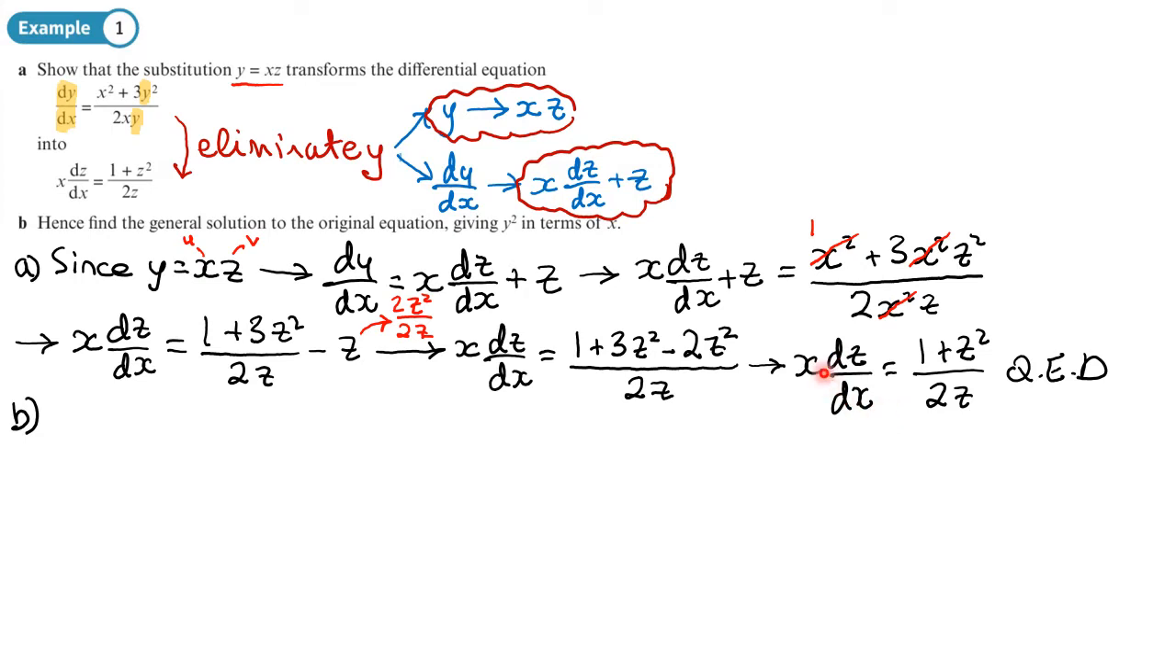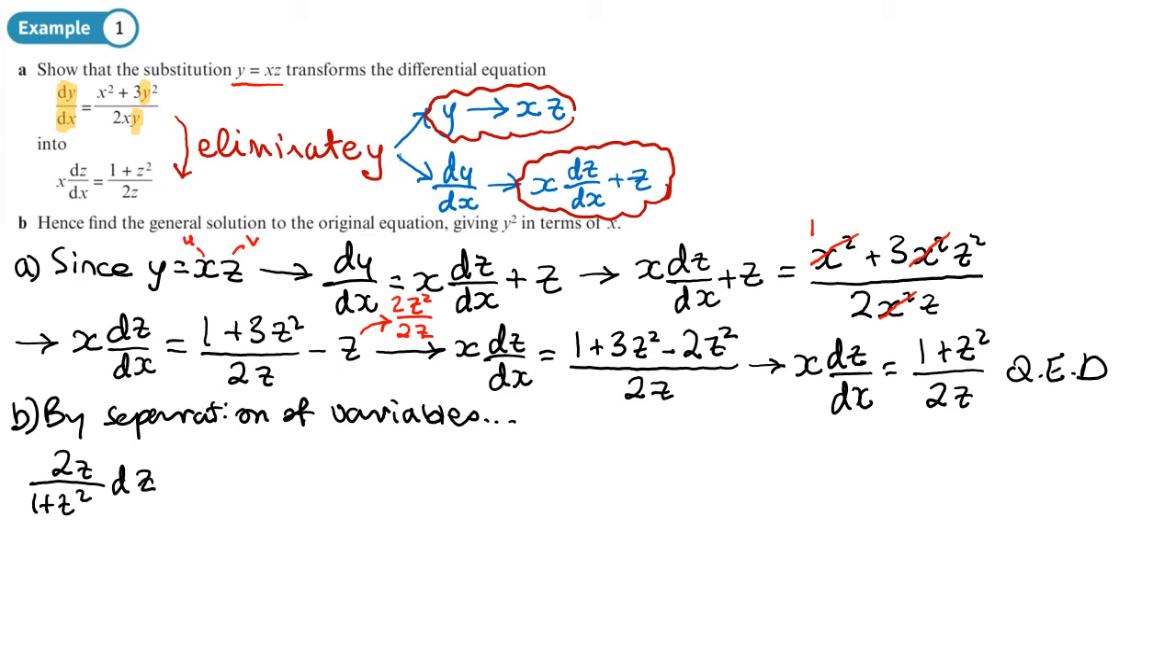Now this can be solved by the separation of variables. So that means putting all the x terms on one side, all these z terms on the other side. So doing that, that will give us 2z over 1 plus z squared dz equals 1 over x dx.